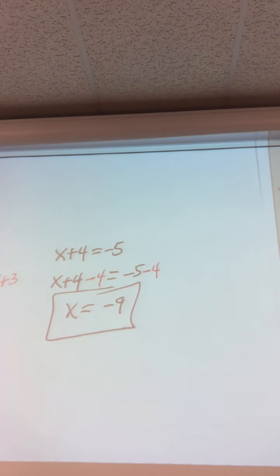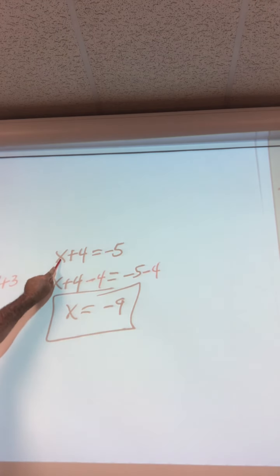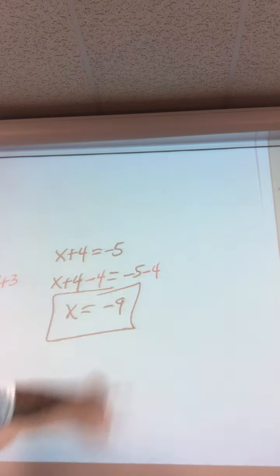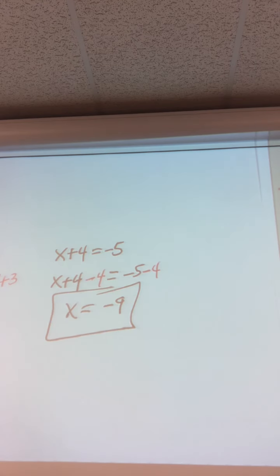All right, let's check it. Now, we're not going to always check these, but I just want to show you. If I let x be negative 9, if you lose 9, but then you win 4 back, you are down 5. So that is the solution to the problem.